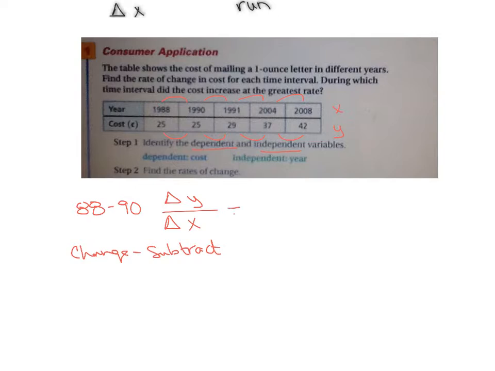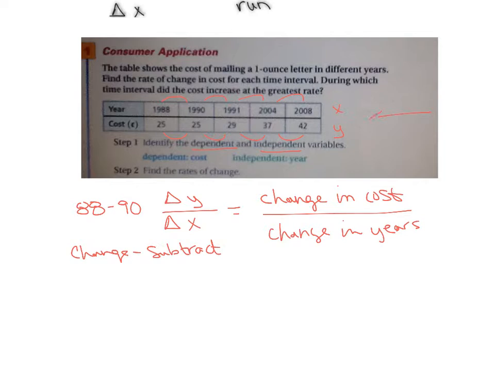And the thing that you need to make sure of is that you have the change in cost first, and then the change in years, because that can get confusing because it's opposite of what this says, x over y. I think your natural tendency would be to just write it out in order, but it's actually the change in cost over the change in years. It flip-flops when you're finding the rate of change. So, like I said, when we're doing change, we're subtracting. So the first thing we're going to look at is the cost, and it's 25 minus 25.